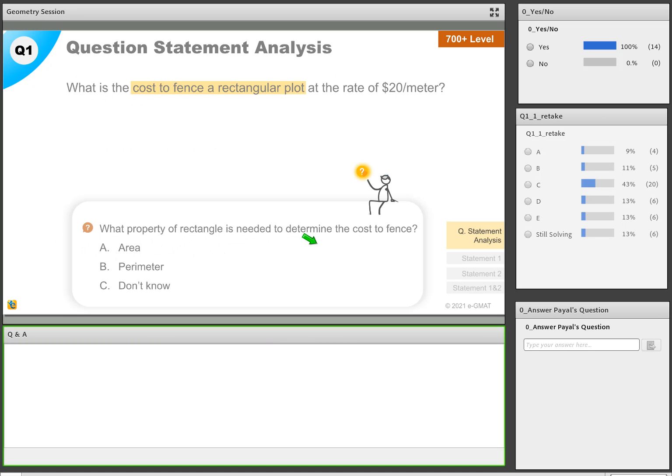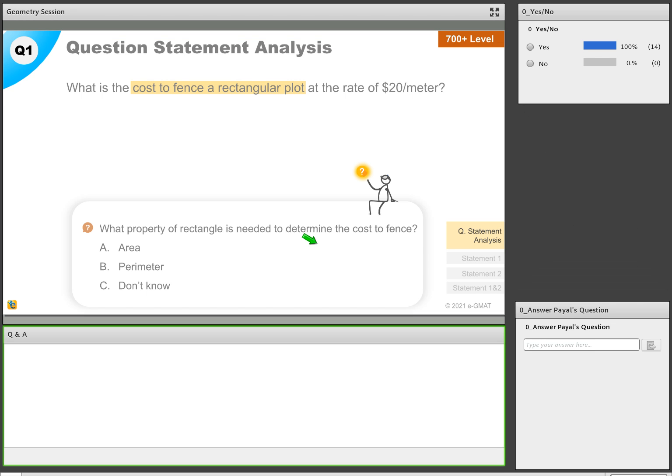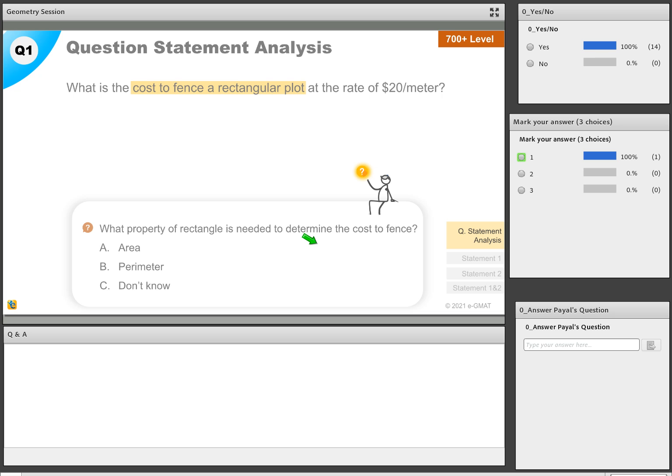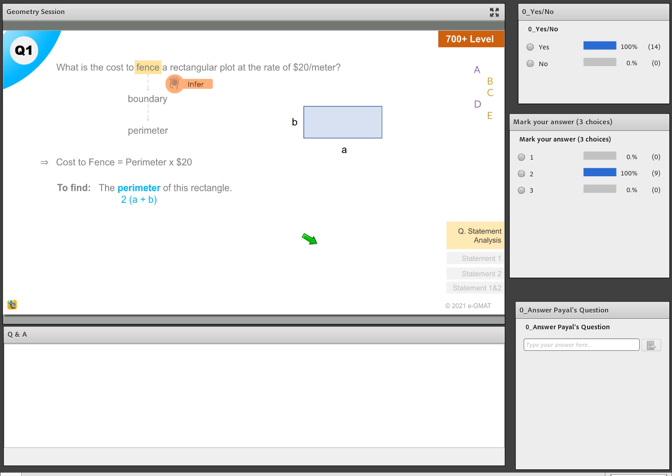What is the cost to fence a rectangular plot at the rate of $20 per meter? Now, what is it that you need to figure out? What property of a rectangle would you need to figure out in order to find the cost to fence? It is the perimeter, absolutely, right? So that's your translation. You're inferring that when you're fencing, you need the boundary. If you need the boundary, you need the perimeter.